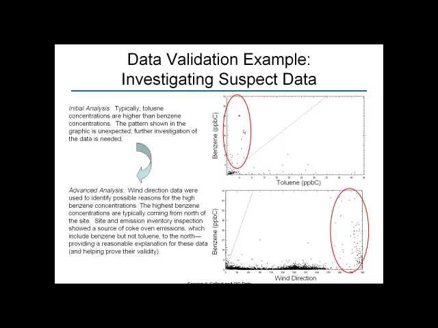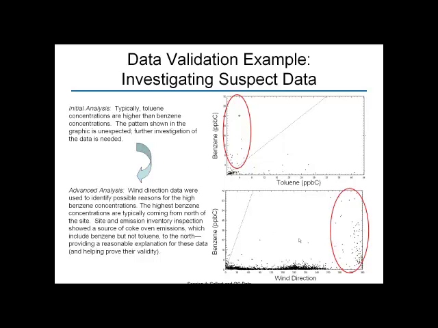Now that big red circle indicates hours or points where the benzene concentrations are well above the toluene concentrations for a specific measurement. And once you've identified that this relationship is bifurcated or has some sort of odd relationship, you know that there's some other source that's impacting the benzene that's not impacting the toluene.